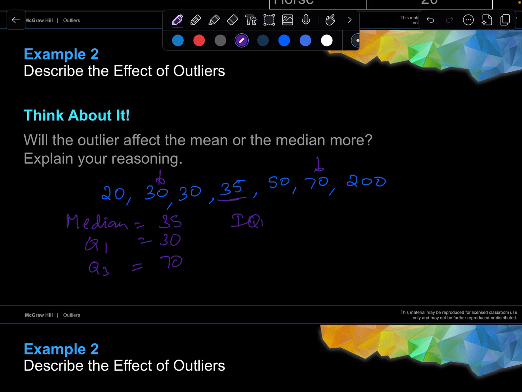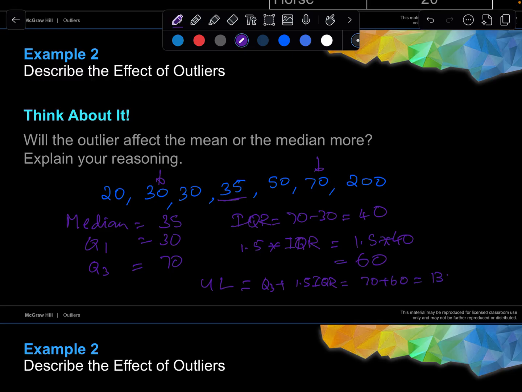So my IQR is going to be 70 minus 30. That equals 40. 1.5 times my IQR is going to be 1.5 times 40. That's equal to 60. So my upper limit is going to be 70 plus 60. In fact, the way I want you to represent this, again, always write your equations. It is Q3 plus 1.5 IQR, which is equal to 70 plus 60, that is 130.